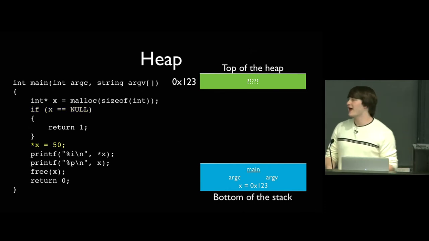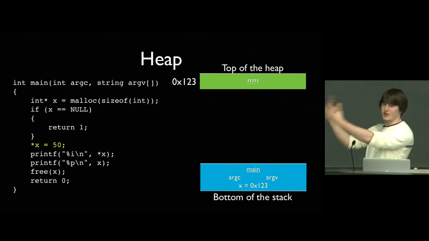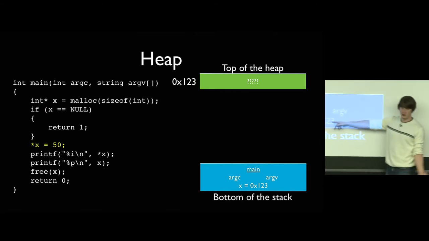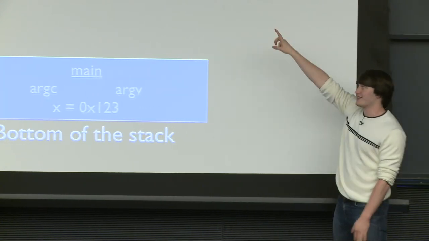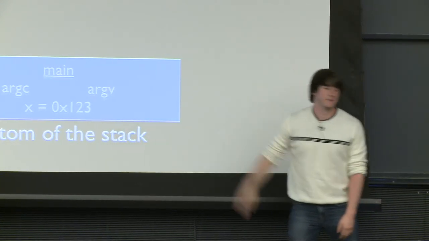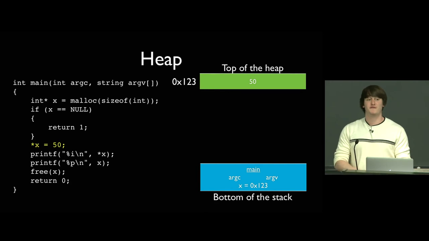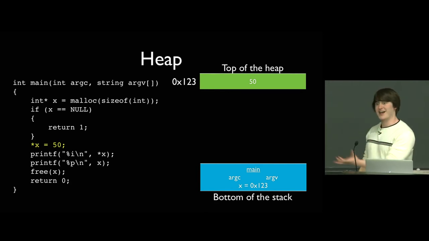Okay, so now star x equals 50. Remember, star means go to that address. So 0x123, we're going to go to that address. That brings us up there. What are we doing at that address? We're storing 50. After this line, that is what things are going to look like. Now it's no longer garbage up there. Now we know that 50 is in that particular address because we set it to that.